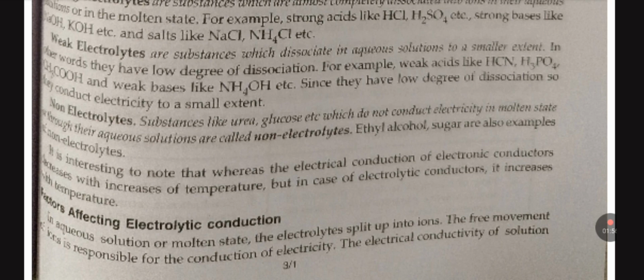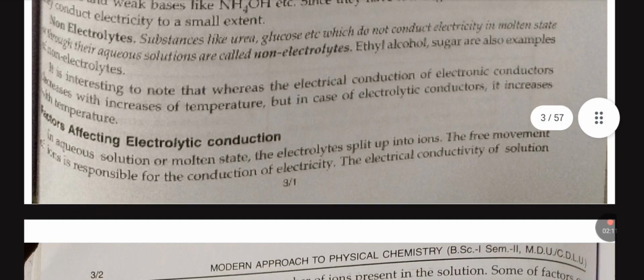Non-electrolytes, substances like urea, glucose, etc., which do not conduct electricity in molten state or through their aqueous solution, are called non-electrolytes. Ethyl alcohol and sugar are also examples of non-electrolytes. It is interesting to note that whereas the electric conduction of electronic conductors decreases with increase of temperature, in case of electrolytic conductors it increases with temperature.